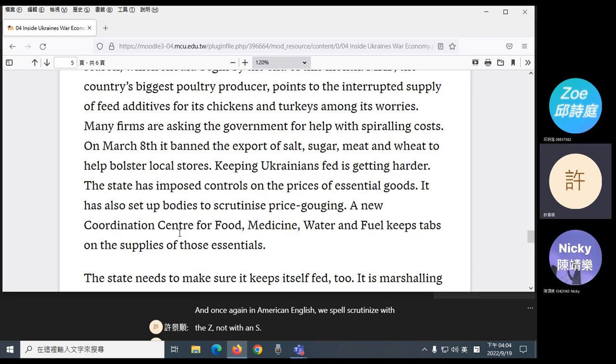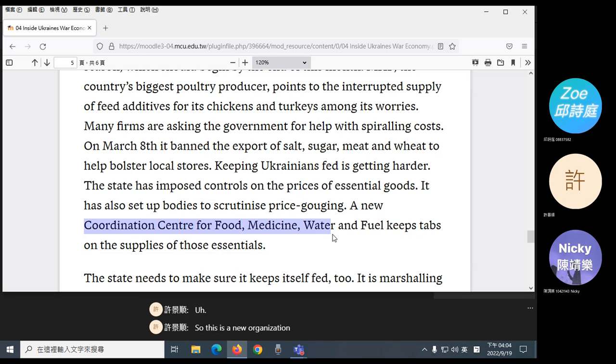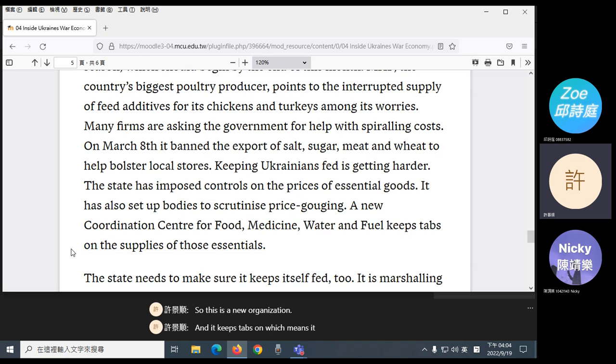A new coordination center for food, medicine, water, and fuel keeps tabs on the supplies of those essentials. So this is a new organization. And it keeps tabs on, which means it regularly checks, it pays attention to the supplies of those essentials. What essentials? What are those essentials? The things mentioned in the name of the organization, these four.